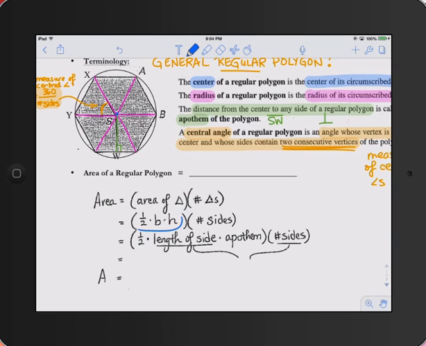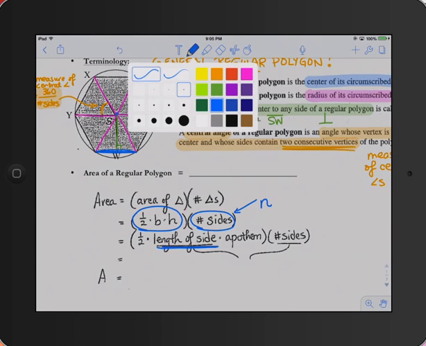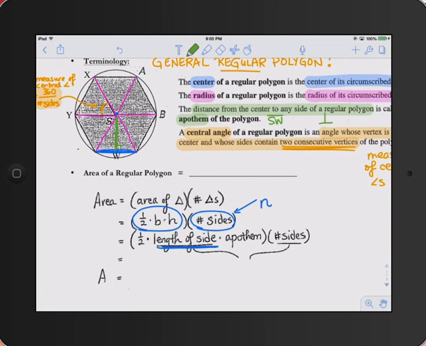Well, this is the area formula, right? 1/2 base height is the area formula for any triangle. The number of triangles is the same as the number of sides in the polygon. That's your n value. Okay, so now if you think about the base height idea, the base length is simply the length of one of the segments of the polygon. So it's the length of a side. What's the height? Well, the height of each of the triangles is the apothem. And then the number of sides, again, is your n value.